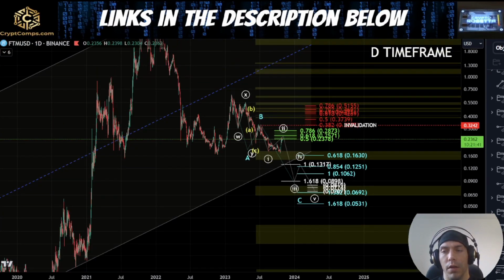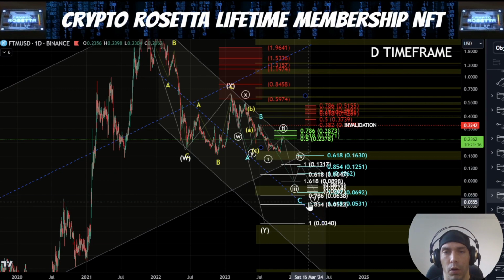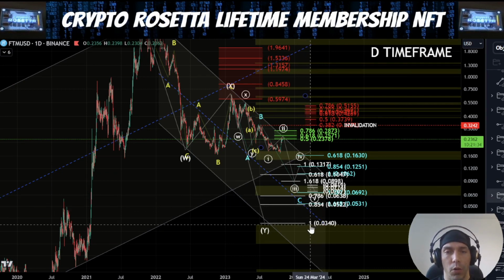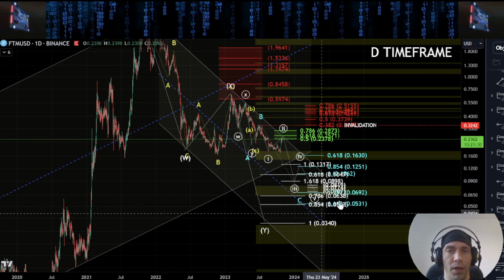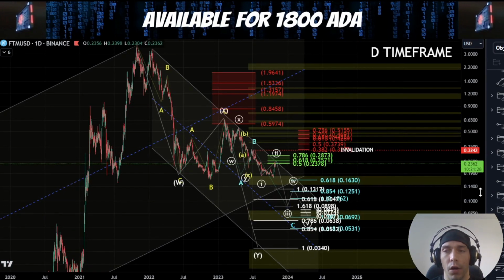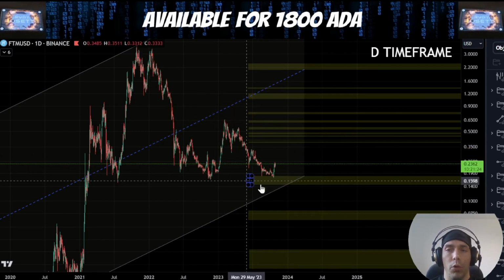And what this would then mean is that this would actually complete this Y wave towards this zone of this 786, although our 1-to-1 is down here towards this 0.340. So we need to be on the lookout for this possibility of this continuation down. So now we're going to go over some of the more local ideas here.